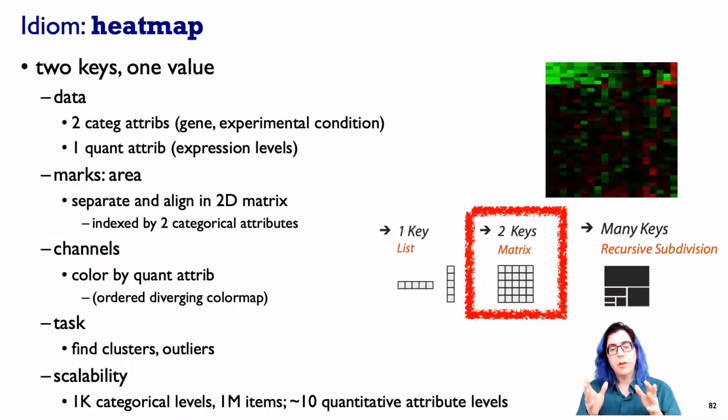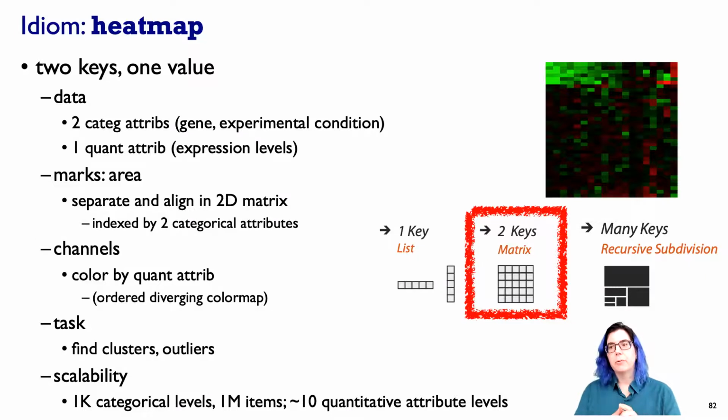The task is to find clusters, particularly if you reorder the rows and columns computationally to try to detect clusters, to make them visually apparent. This is also very, very good for finding outliers. We can definitely spot outliers when they're bright against a dark background.